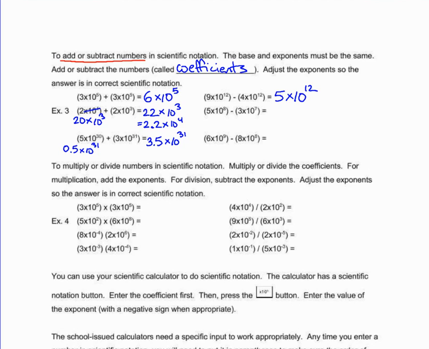In this one, we have 5 times 10 to the 8th power minus 3 times 10 to the 7th power. The exponents are not the same. So I'm going to change this one, 3 times 10 to the 7th, to 0.3 times 10 to the 8th. I'm moving the decimal 1 to the left, and I am making my exponent increased by 1. Now that my exponents are the same, I can go ahead and subtract. 5 minus 0.3 is 4.7, and both of them have times 10 to the 8th. And so we're good to go on this one.